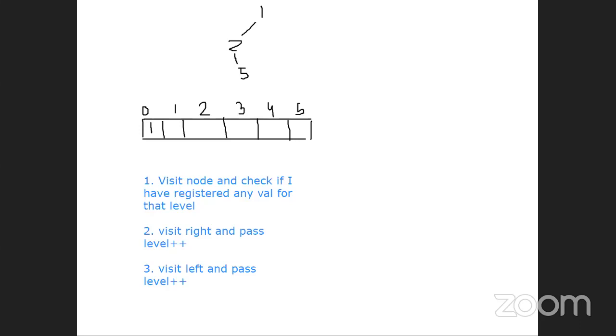So for example, from 1, I can't go right, so I'll go this side. I will pass one more level. Here, I have not seen anything yet, so I'll put 2 here. From here, I will go towards the right, passing level 2. I have not seen anything here yet. Let's say it was having 4 here. From 2, I'll go again towards the right, passing level 2, but I have already seen something there, so I won't change it.